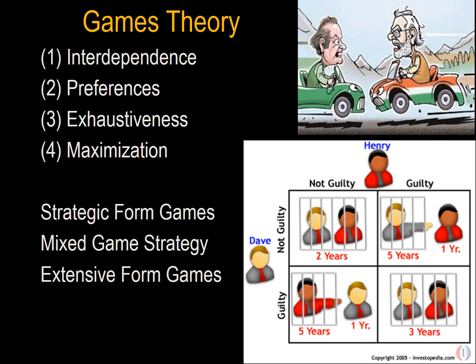Game theory is the application of structured, formal logic to solve problems. Game theory may use rational choice, which is a decision-making approach that assumes the decider is seeking to maximize ordered preferences. The assumptions of rational choice are interdependence between the different actors. The actors have preferences. The preferences that are listed are exhaustive, and the individual actors are trying to maximize some goal.